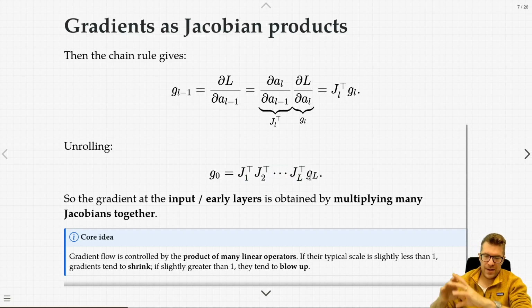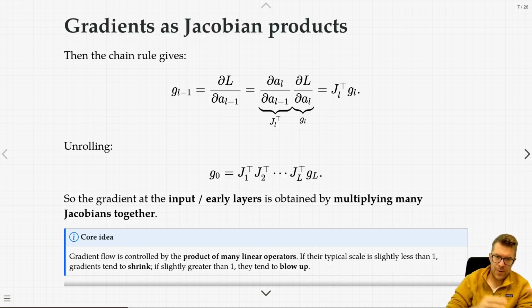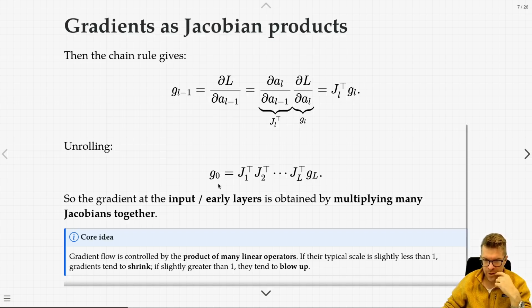So I have all these gradients that go from my big layer at the end, big L, all the way back through the neural network, through these multiple multiplications, to the beginning. The more layers I have, the more of these Jacobian matrices I have to multiply together. So the overall gradient flow will be controlled by the product of many linear operations. These are just products of matrices.